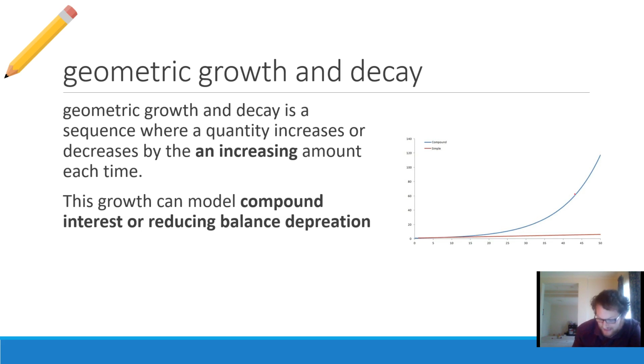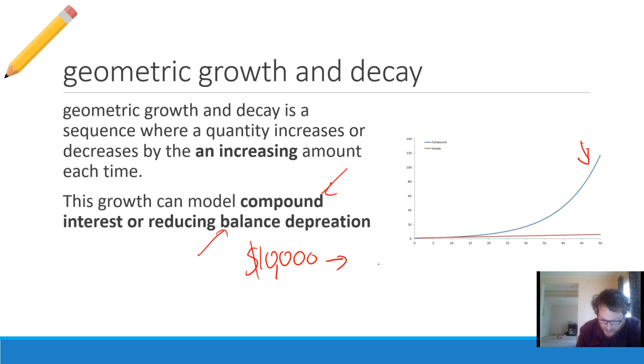If you can see on this graph here, this blue line represents geometric growth. It's getting bigger, faster and faster and faster. Whereas this red line is a solid straight line. It does not go up at a great speed. Now, this can help us model compound interest, but reducing balance is sort of like the compound interest of depreciation. An example might be something like, let's just say you've got something like a car. Let's say you buy that car initially and it's like $10,000.